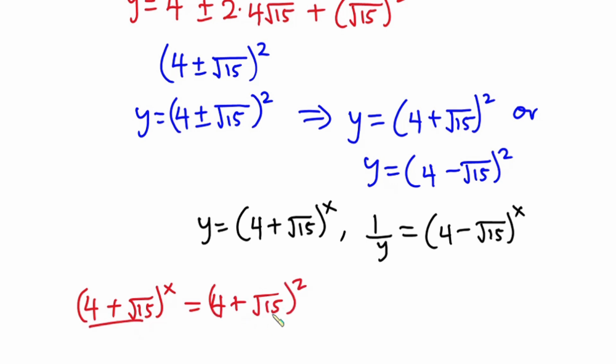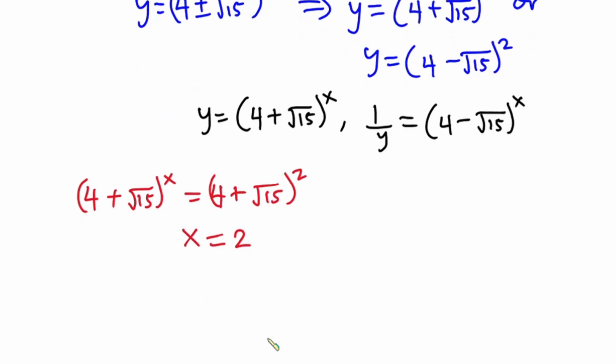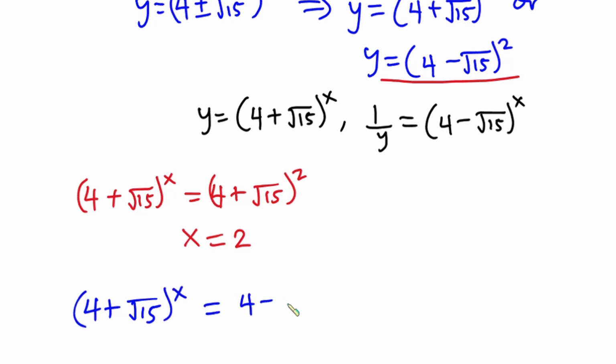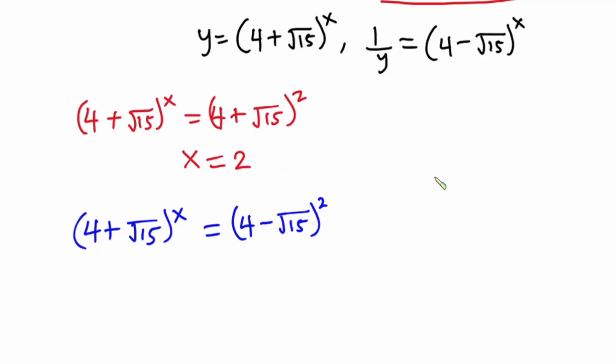Now since the bases are the same, we can simply equate the exponent. So we can say that straight away x is equal to 2. Okay, now from this side we have 4 plus square root of 15 to the power x is equal to 4 minus square root of 15 squared. Okay, now from the beginning we proved that 4 minus square root of 15 is equal to 1 on 4 plus square root of 15. Okay, so in place of this one, I'm gonna put this.